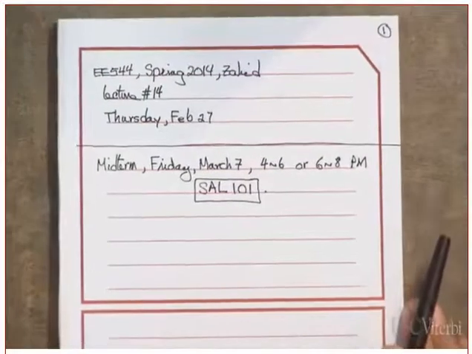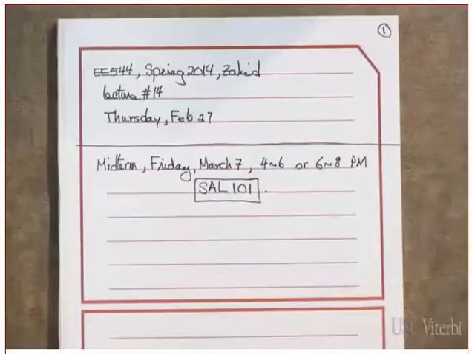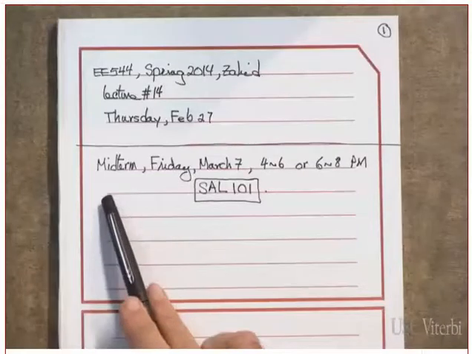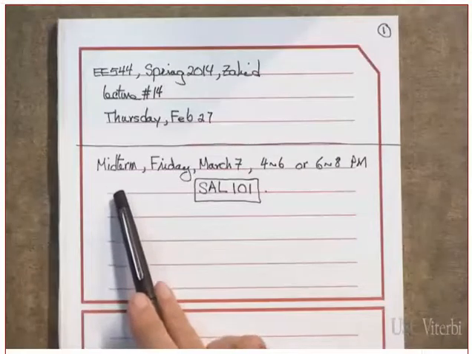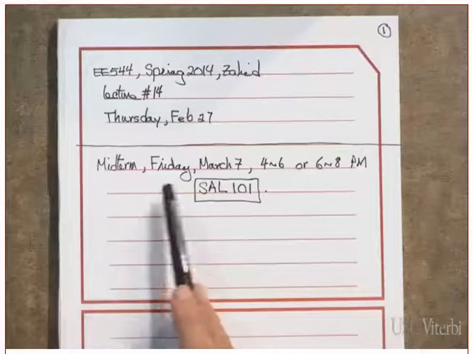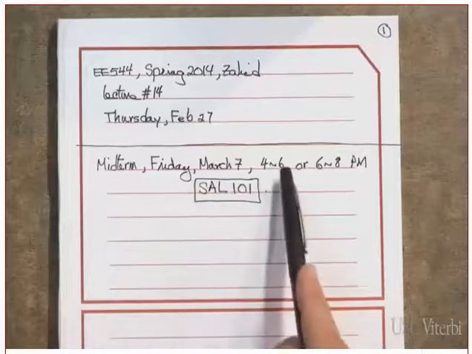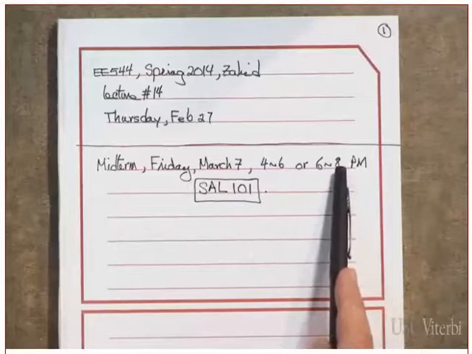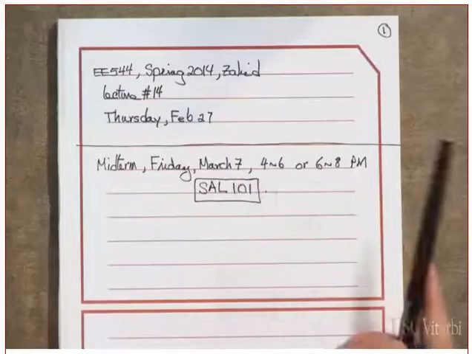Good afternoon, everybody. Welcome to EE 544. One final reminder. No, not final reminder. I will remind you again next Tuesday and Thursday. The midterm is Friday, March 7. You have the choice between 4 to 6 or 6 to 8 p.m. By the way, you don't need to tell me which one you are.